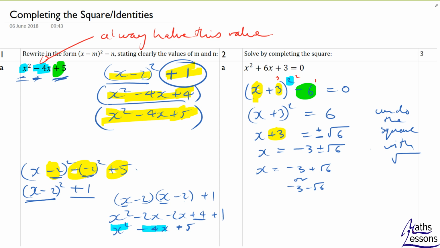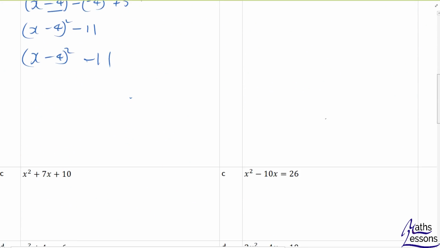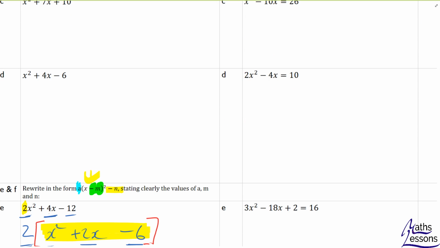Now to finish off, we'll just look at one which is a little bit trickier in that we'll have not just an x squared, we'll have a number times the x squared. So let's just drop down to here. Okay.